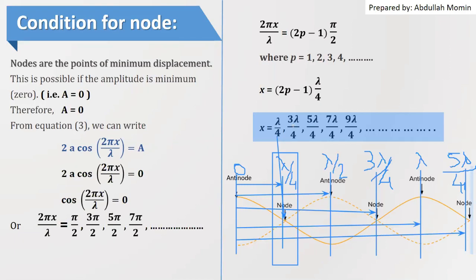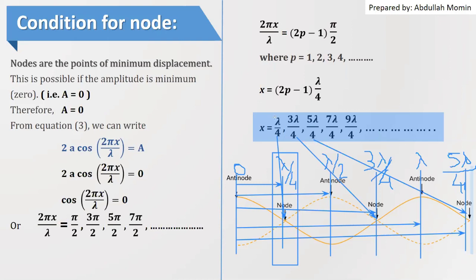Now the next node we will get at a distance of 3 lambda by 4. In between these two nodes there is no other node present. So the first node is at lambda by 4, the next node is at 3 lambda by 4, the third node at 5 lambda by 4, and the fourth node at 7 lambda by 4. Then the next node we will get at 9 lambda by 4, and so on.